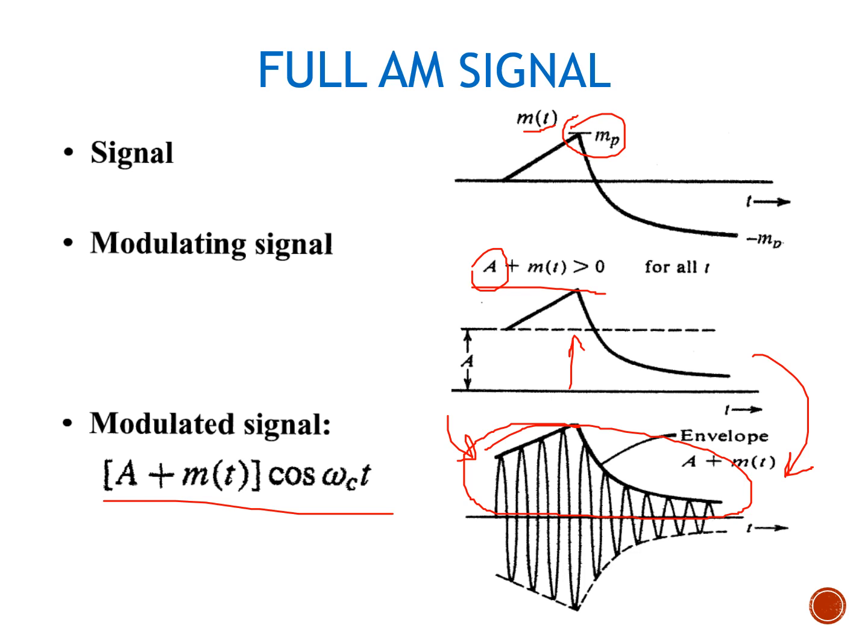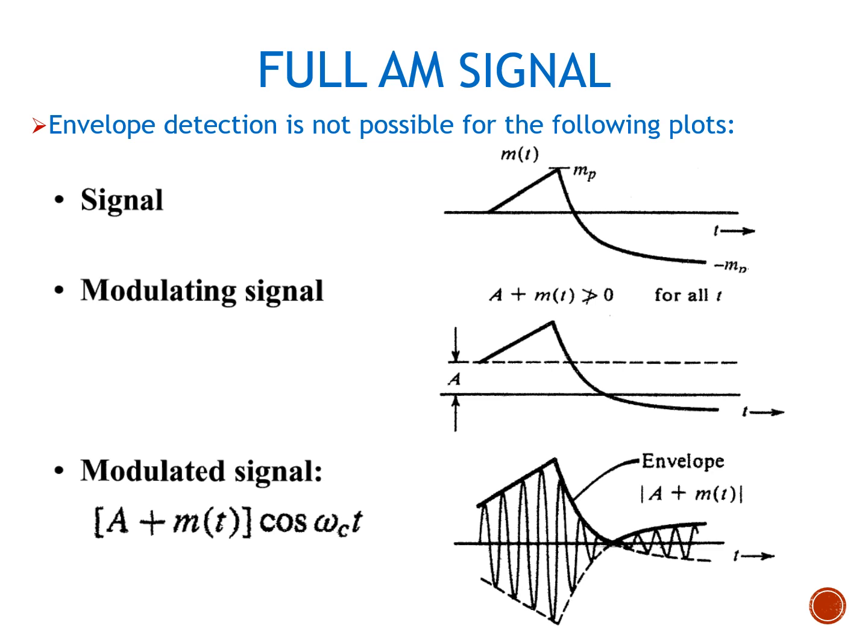This is the benefit of the full AM signal, that it becomes easy to extract the time domain variations of our baseband signal. So now you see, if we want to completely extract the time domain variations, the amplitude A should be greater than the maximum peak of the modulating signal.